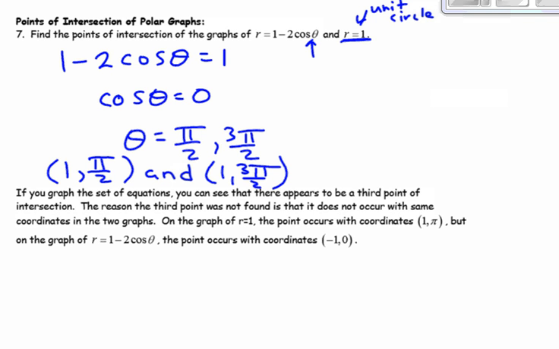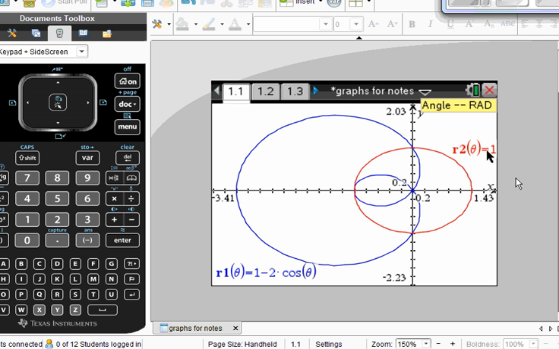So if you will, go ahead and get out your calculators. We're going to use our calculators, so I want you to get used to using that. So get out your calculator and go to a graph and change the mode to polar. Then go ahead and put in these two graphs, r equals 1 minus 2 cosine theta and r equals 1. Go ahead and do that. Okay, here are the graphs of 1 minus 2 cosine theta and r equals 1.